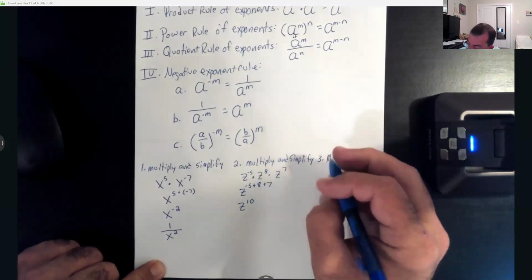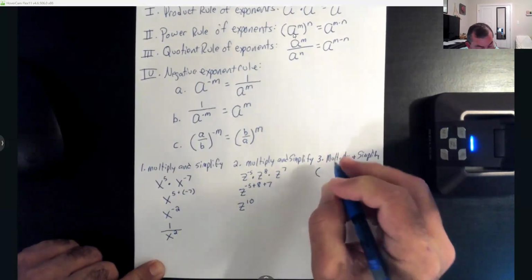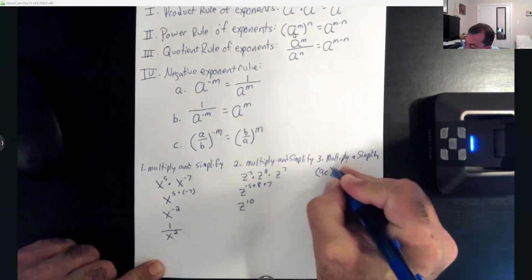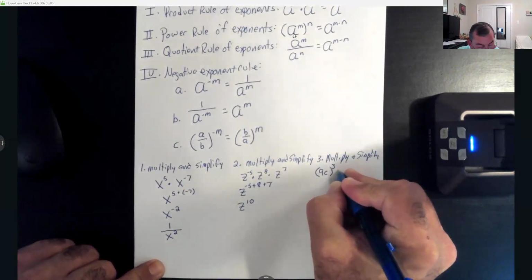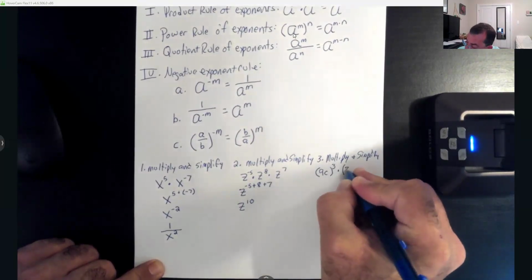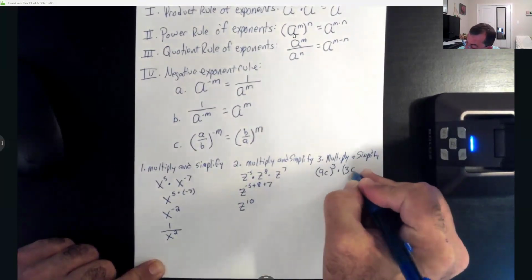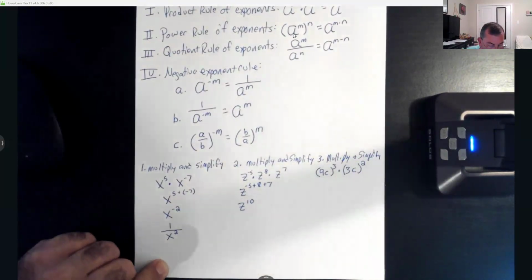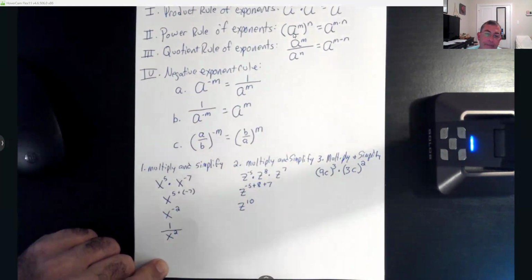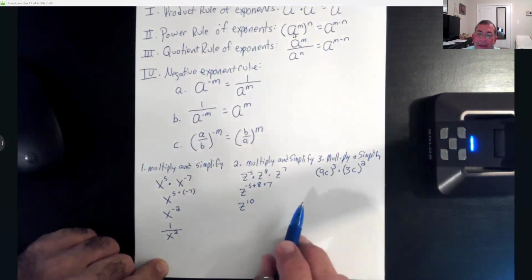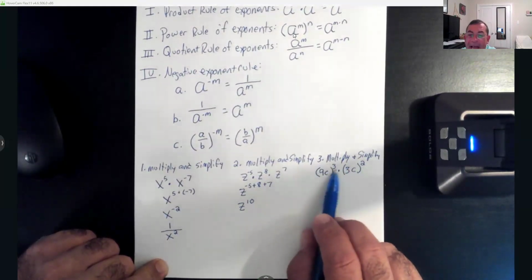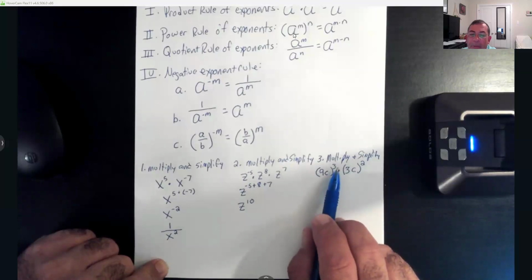Oh, so now they're bringing out some parentheses here. 9c to the third times 3c squared. All righty. So since we got exponents outside the parentheses, we got to start with them using the power rule.